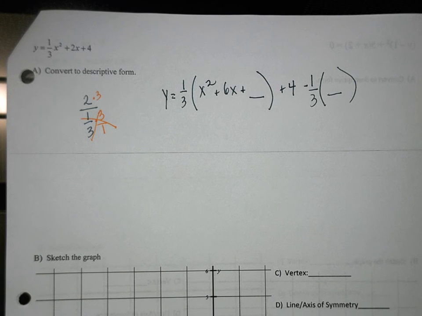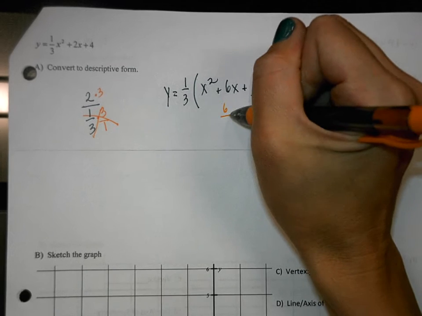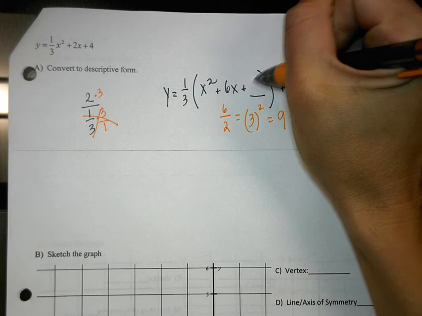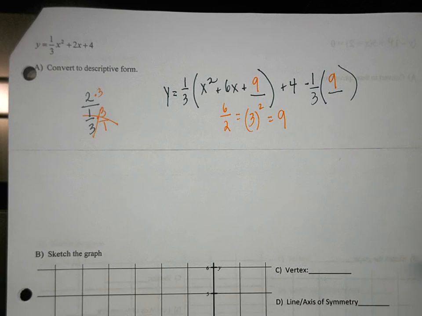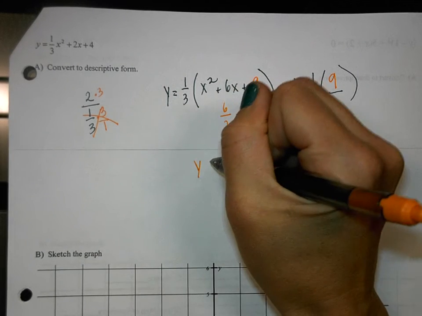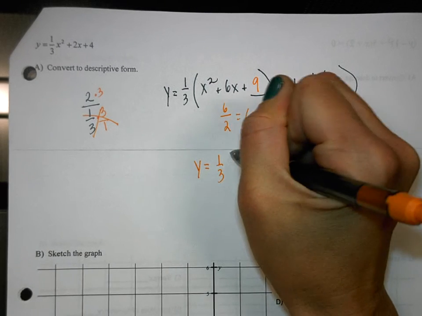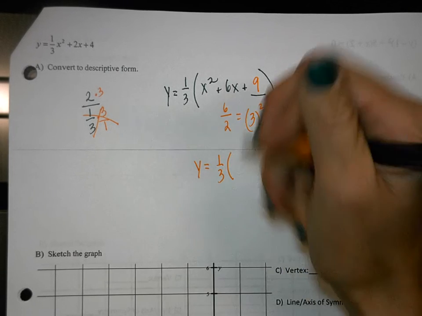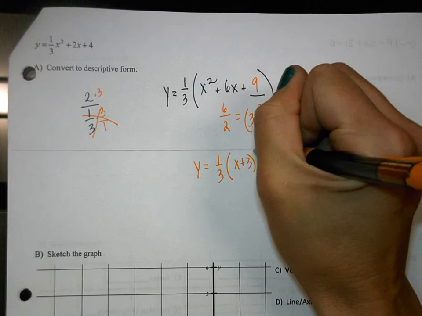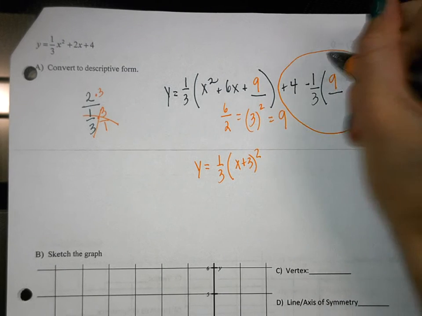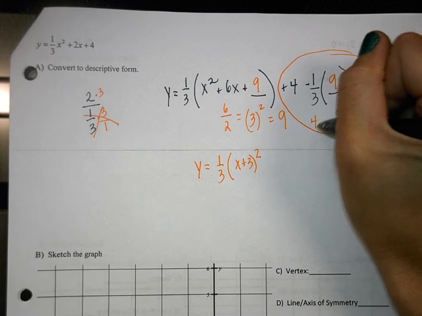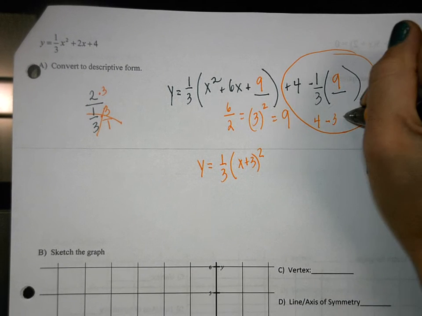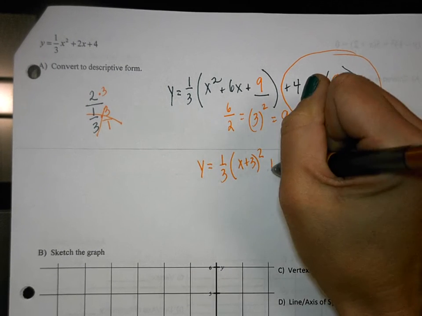All right, what am I going to do now? You're going to divide 6 by 2. Very good. 6 divided by 2 is 3, and 3 squared is 9. So 9 goes into each of these blanks. When I'm writing my equation, we have y equals 1/3, and what is my square? 3. X plus 3. Good, x plus 3 squared. And then we're going to simplify over here. And what works out really nice is that I get 4 minus, and what does 1/3 times 9 make? 3. And 4 minus 3 equals 1. So plus 1 at the end.